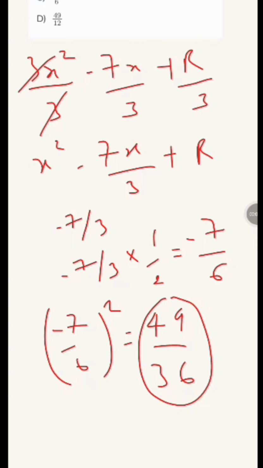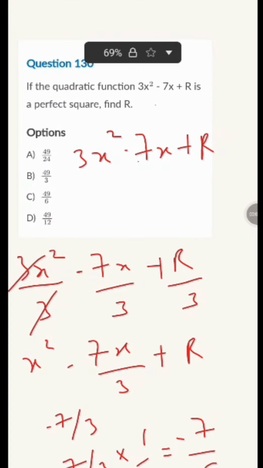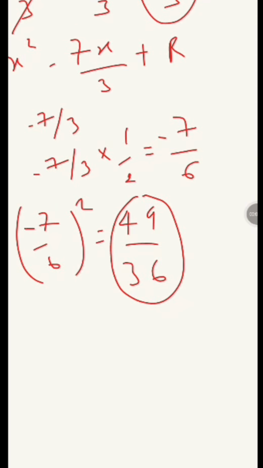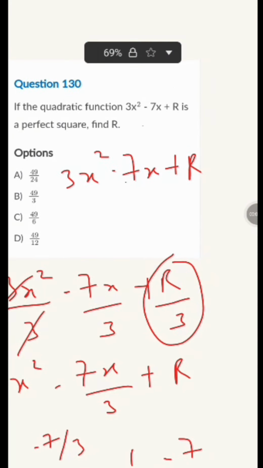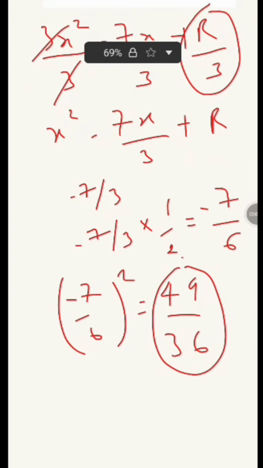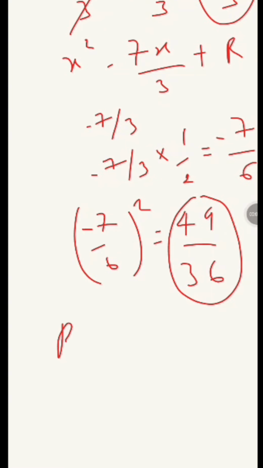You just compare this, 49 over 36, to this term here, r over 3. You compare 49 over 36 to r over 3, since they must be the same value. So you're going to have r over 3 is equal to 49 over 36.